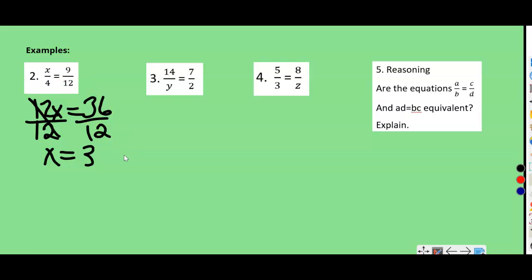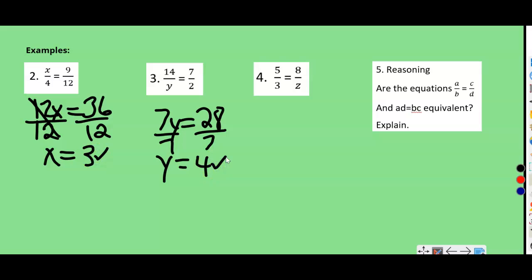Same thing here, so I've got 14 times 2 equals 7 times y. So 7y equals 14 times 2, which is 28. Divide by 7, y equals 4. And is 14 over 4 equivalent to 7 over 2? If you reduce both by 2, you get the same thing. So yes, that is equivalent. So you can plug those in quickly and check them.